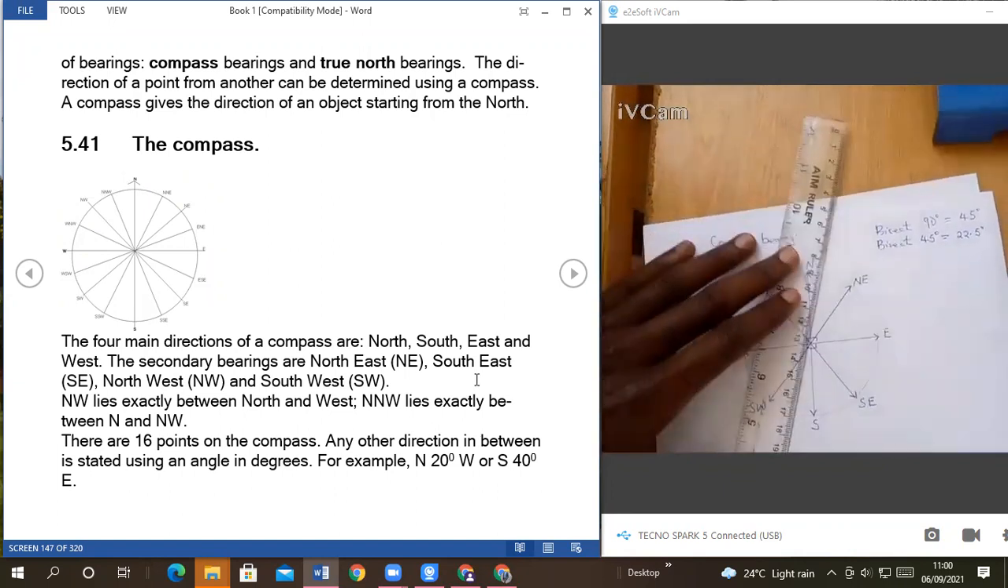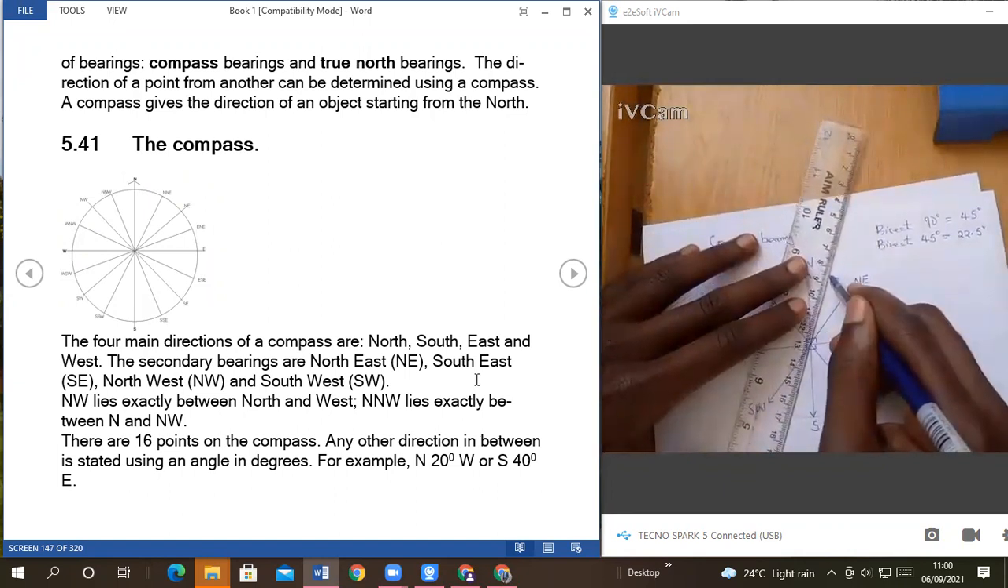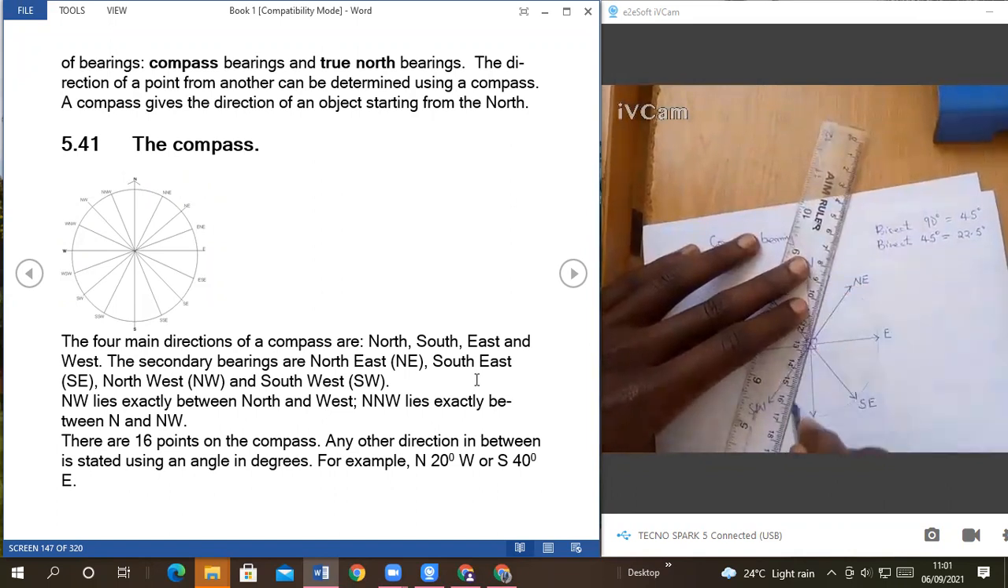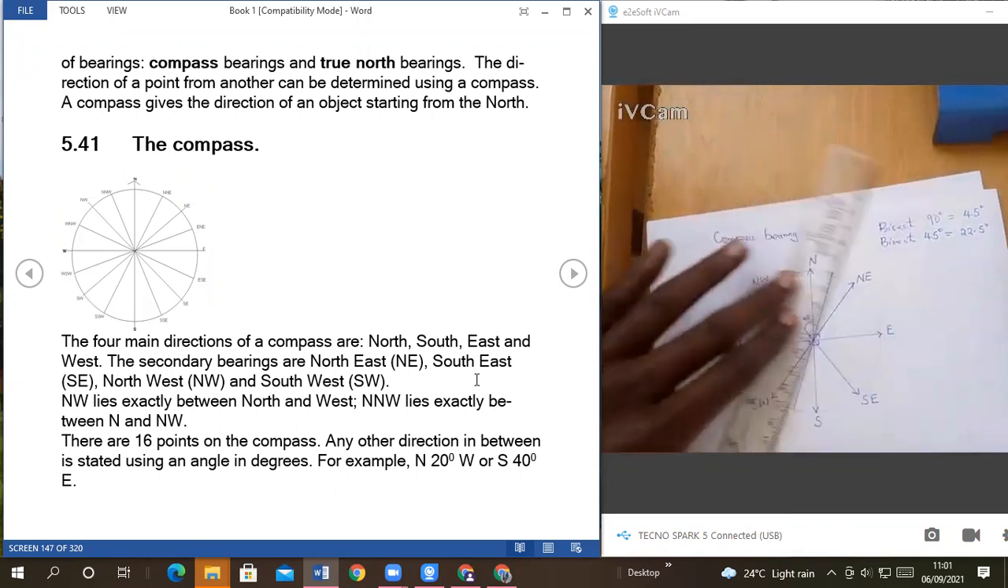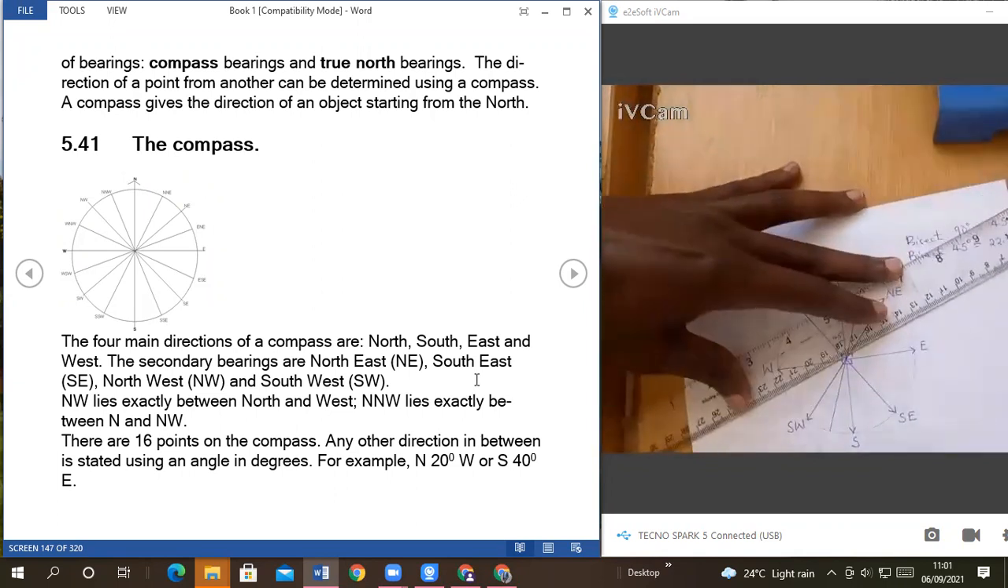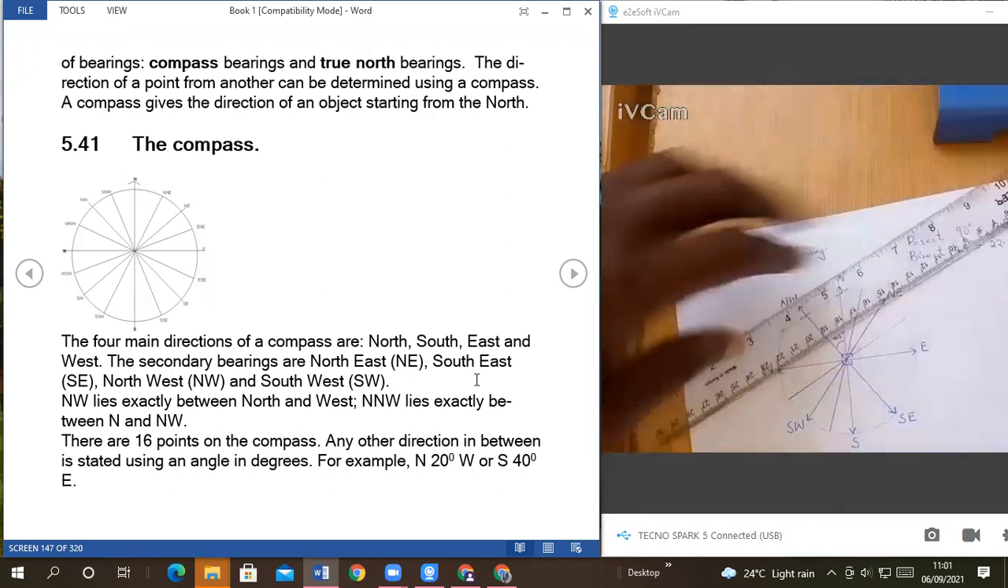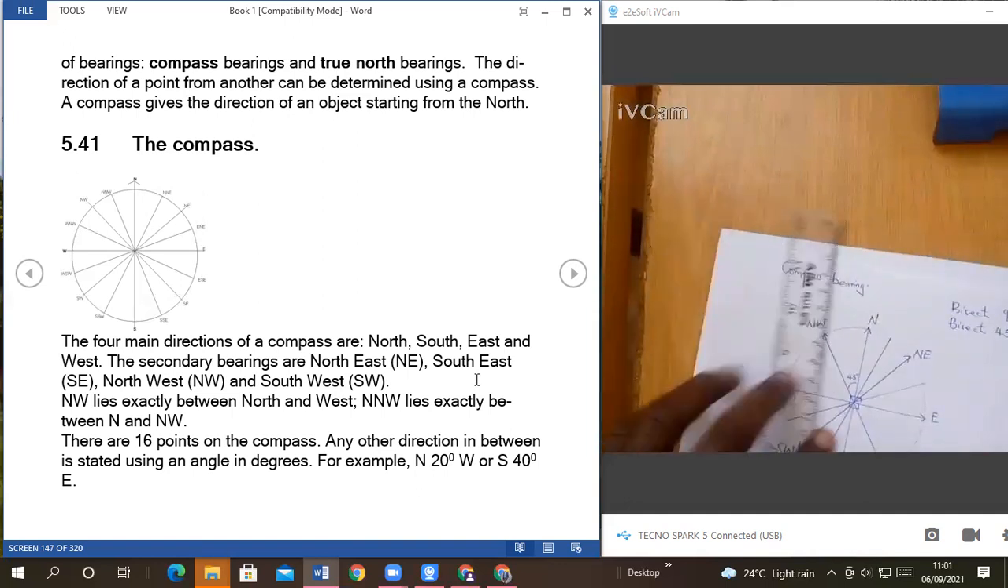So we are going to bisect that line again. I will have that. I will have this. Which one is still remaining? This one is still here.